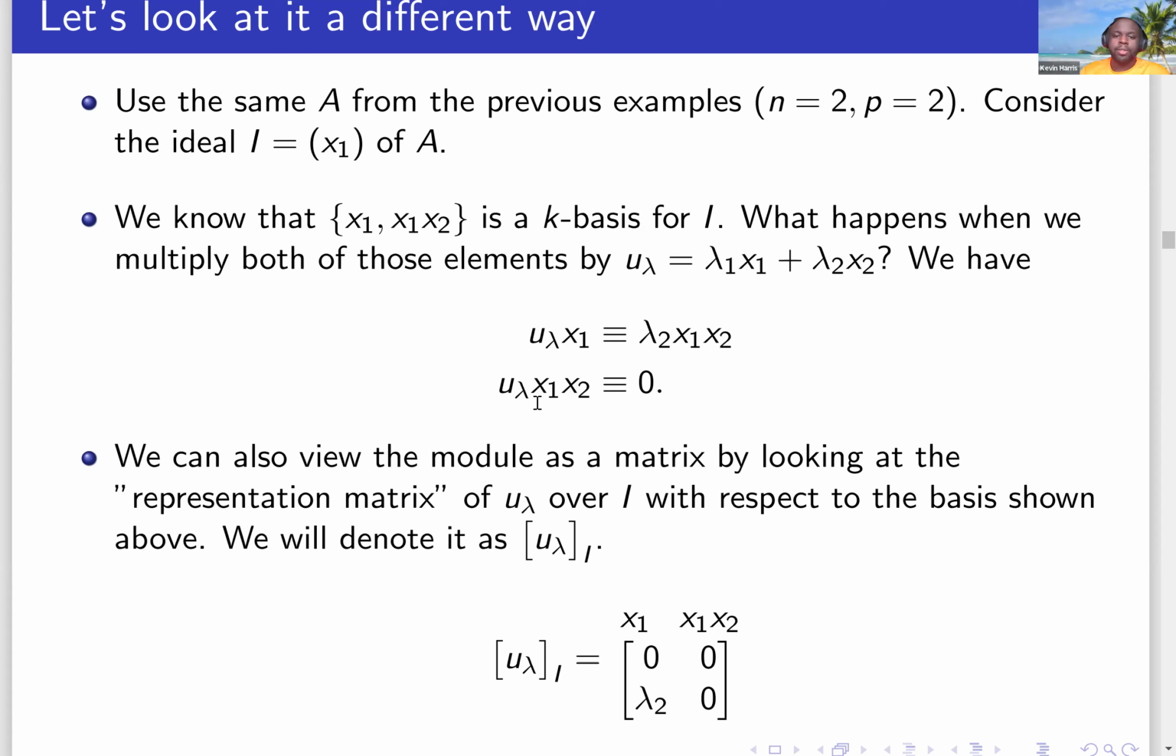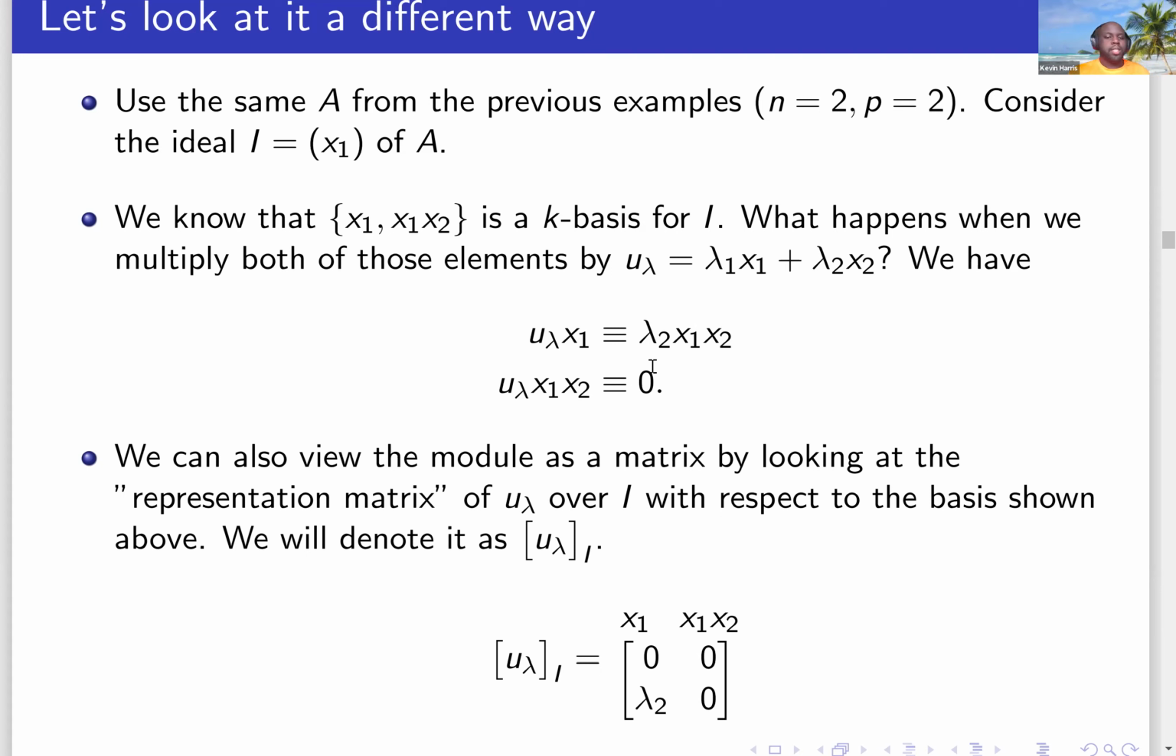Then if I multiply u lambda by x1 x2, I actually just end up getting 0, because I'm going to get an x1 squared, which wipes away, and I'm also going to get an x2 squared. I'm going to get an x1 squared x2, which goes away, and then an x1 x2 squared, which also goes away. So I'm just left with 0.